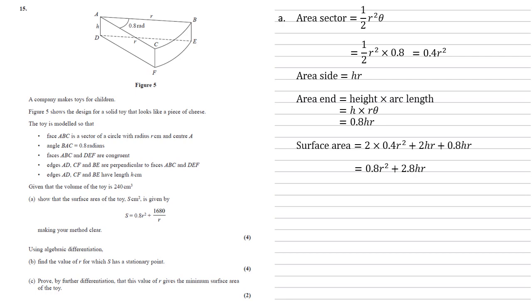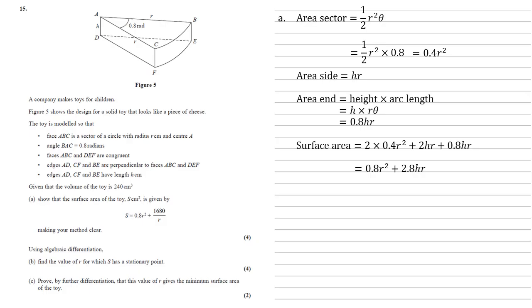And to do that, we're going to use a bit of information we haven't used yet from the question, and that is that the volume of the toy is 240 cubic centimetres. So if we can come up with a formula for the volume in terms of h and r, set it equal to 240, we should be able to find h in terms of r and substitute it in.